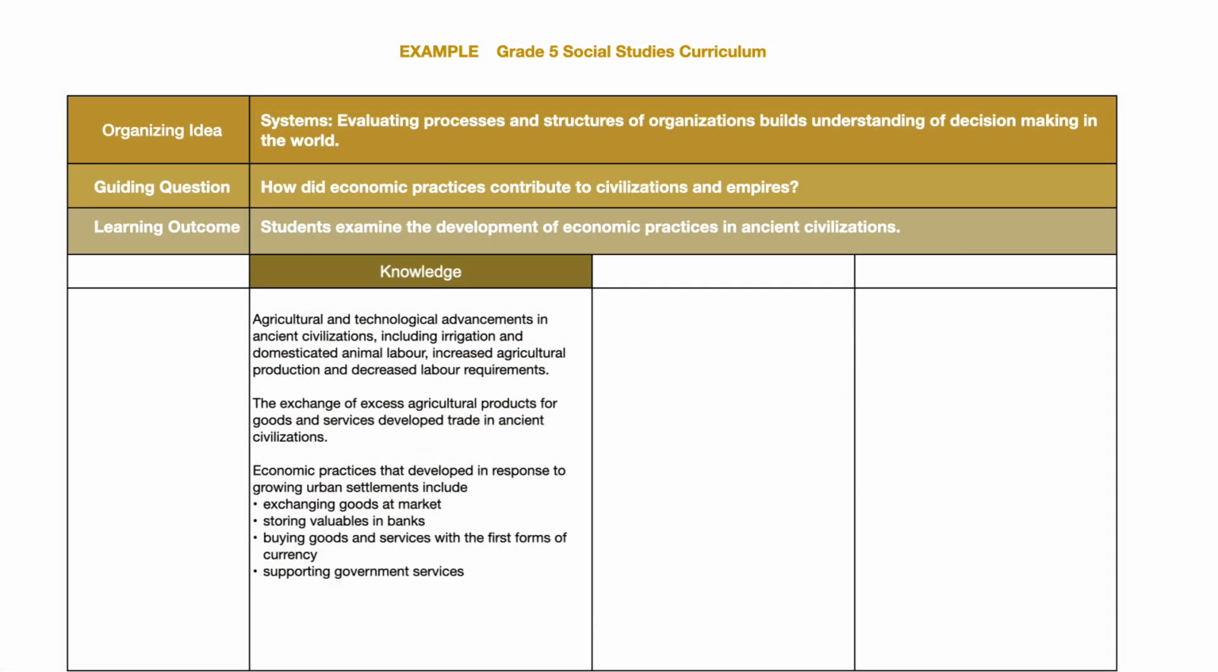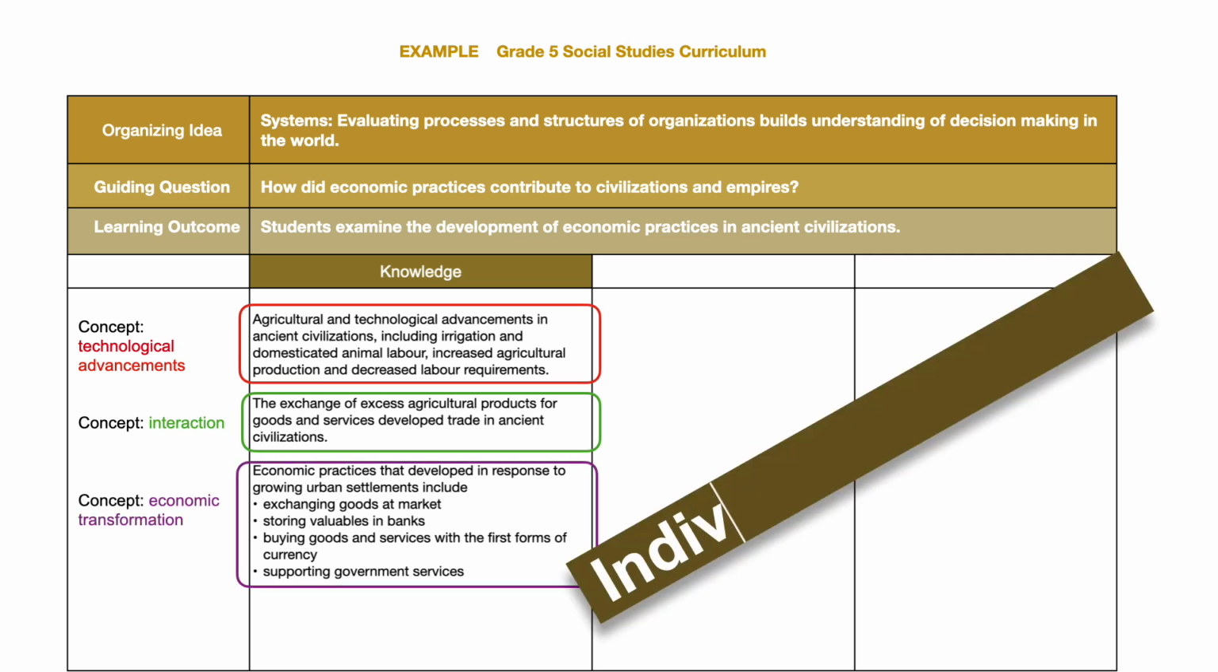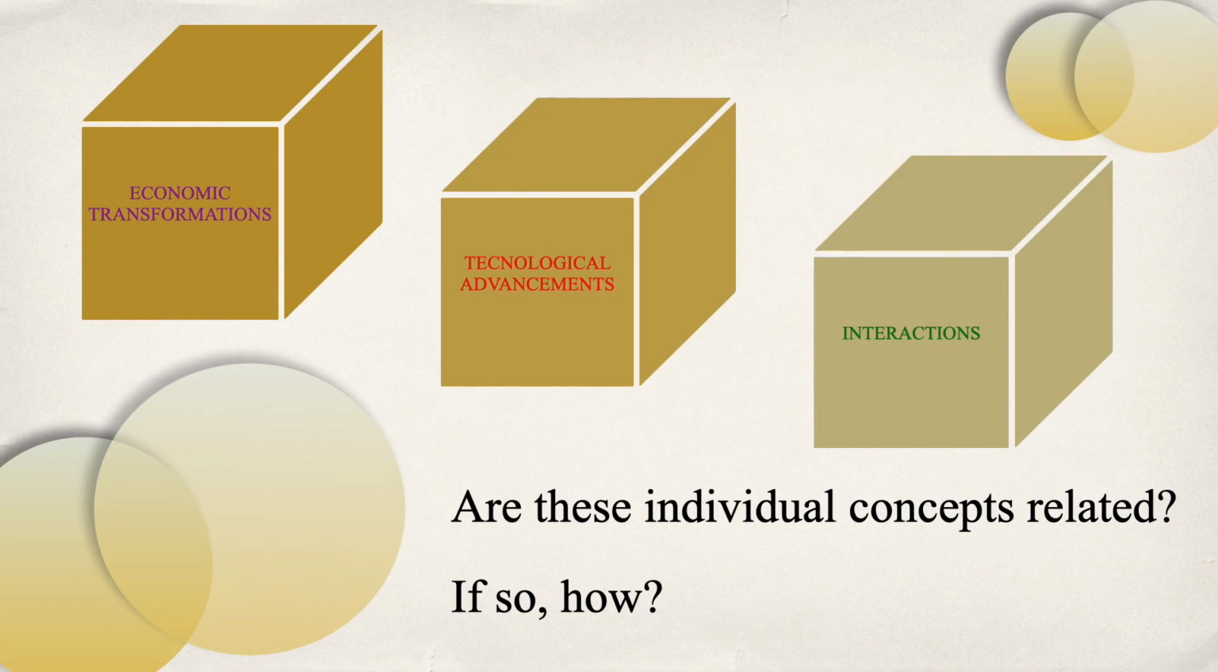In this grade 5 example, three key individual concepts that emerge from the knowledge column are technological advancement, interaction, and economic transformation. Students can learn what these individual concepts are and give examples of them. However, this social studies curriculum is more than isolated facts and concepts. There are larger, more significant ideas that students are required to learn. Those larger ideas are the understandings in the curriculum. When the concepts are combined or related in a single statement, the meaning that is created is more than just the meaning of the individual concepts.